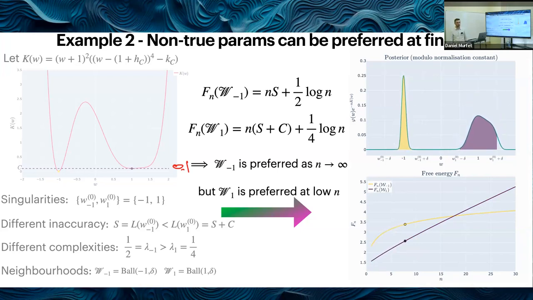So non-true parameters can be preferred at finite n, but ultimately the true parameters, or the most optimal parameters with the lowest inaccuracy, will always be preferred as n tends to infinity compared to those that are not optimally accurate.